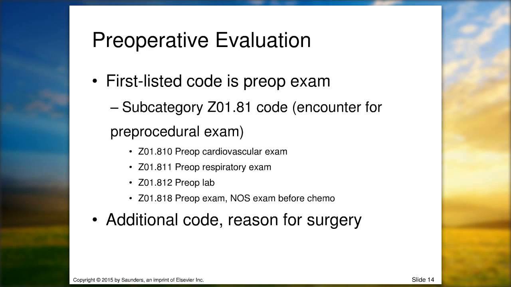Preoperative evaluation, page 70 in your step-by-step book. The first listed code is going to be the pre-op exam, which is your subcategory Z01.81 code. Again, Z01.81 code, it's a subcategory. It is an encounter for a pre-procedural exam. You have listed the codes for pre-procedural. You'll see that it's cardiovascular, respiratory, lab, and exam. Then you would code the additional reason, the additional code, which would be the reason for the surgery.